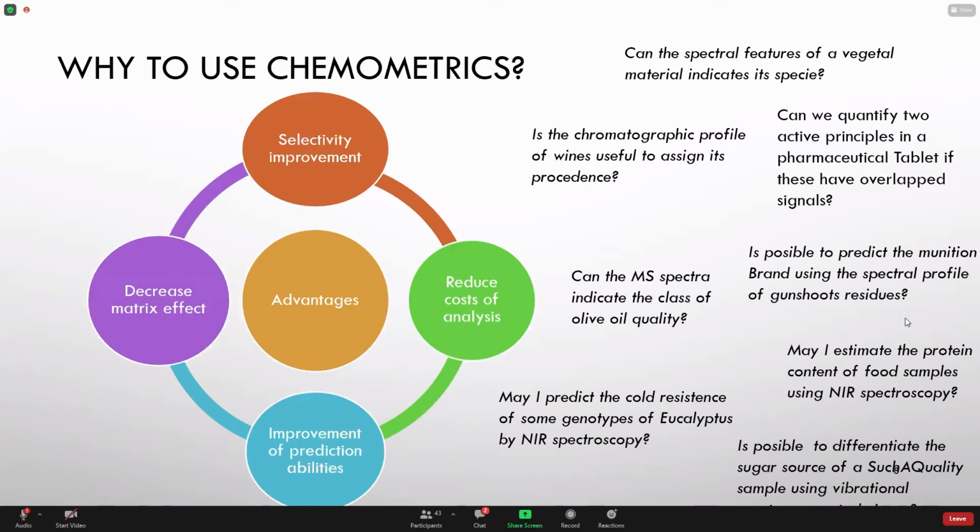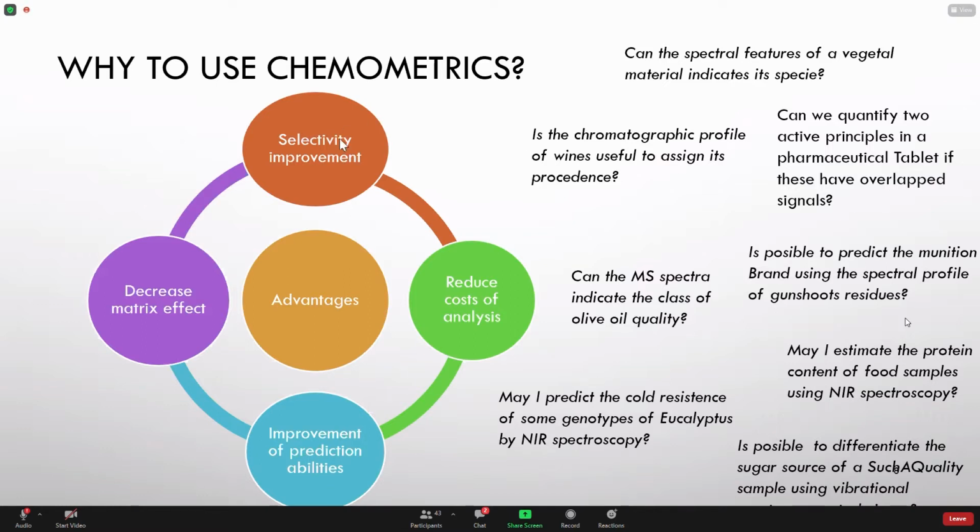And the question, why use chemometrics? I tell my students all the time that the question should be, why not use chemometrics? Because chemometrics has some very important advantages over the use of monovariate analysis. And maybe the principal characteristic of the results obtained by chemometrics is the improvement of selectivity.